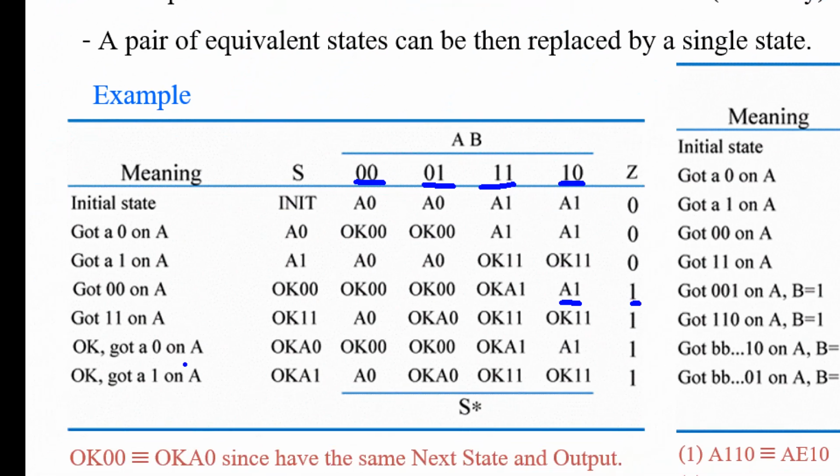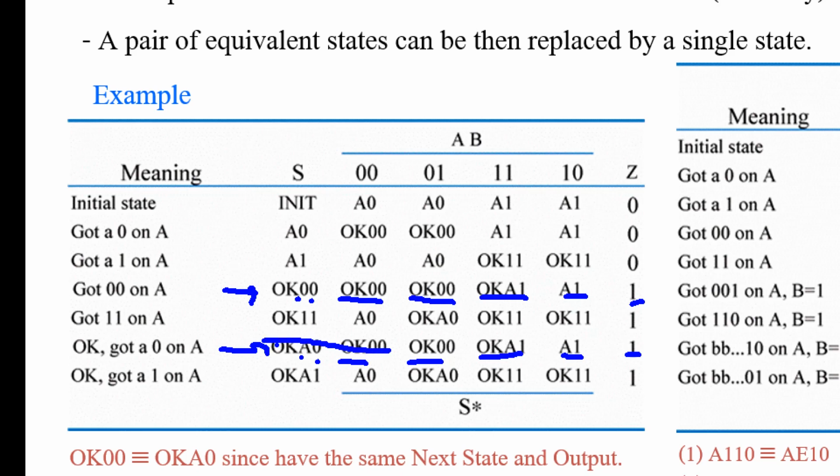So now, for example, this one. Maybe this one, state OK 00 and OK A0. Same next state, same next state, same next state, same next state, and same output. That means these two states are equivalent together. You can delete one of them to reduce to only one state. You can merge them together. So now there is no OK A0. That means everywhere that has OK A0, you must change to OK 00.